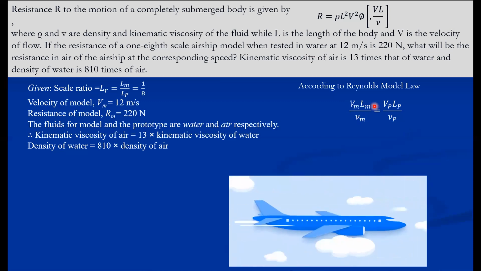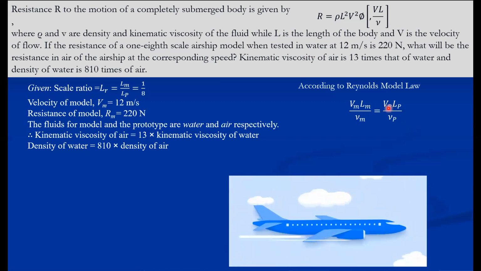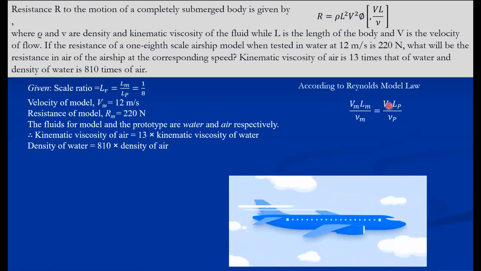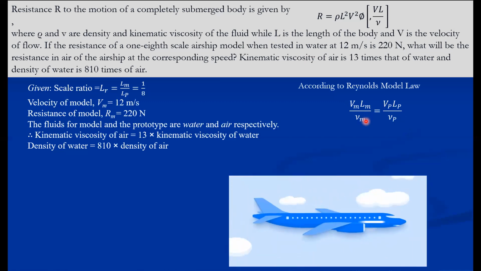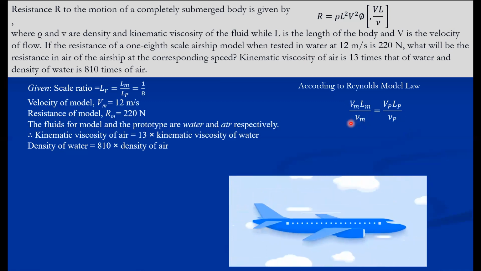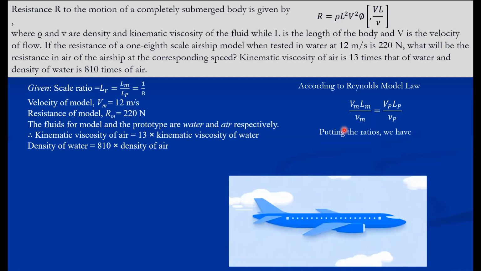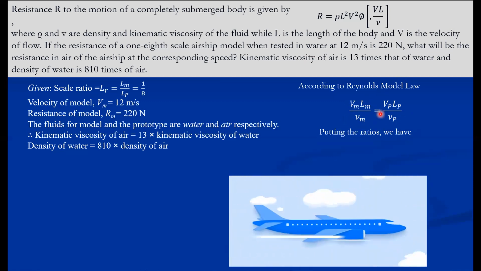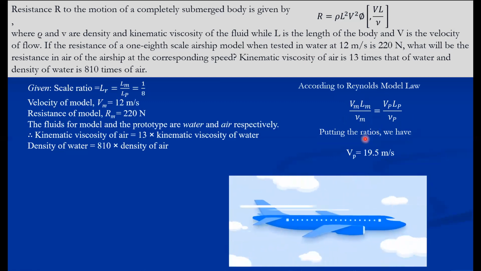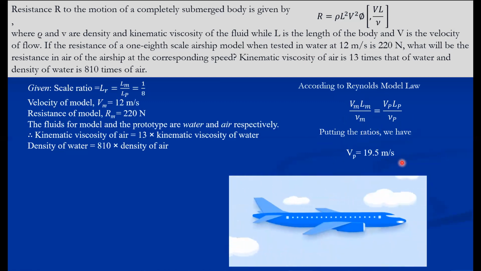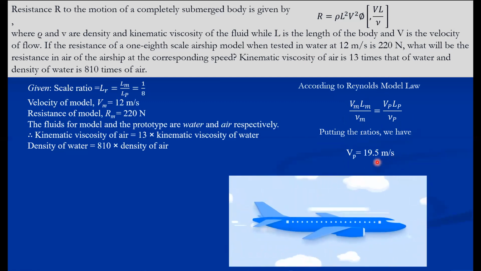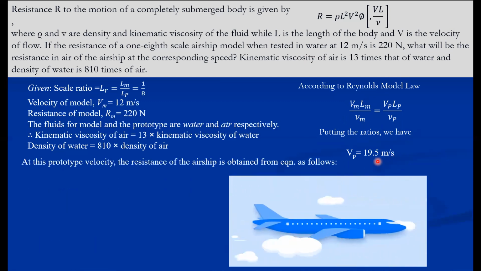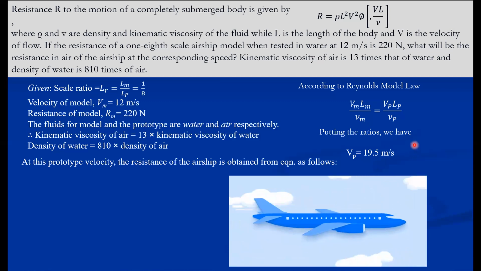Now in this case, Vm is given, Lm, Lp is given, Vp is still unknown. That kinematic viscosity ratio is also given. So putting these values, because the only unknown in this equation is Vp, we can calculate Vp. So that is the velocity of the actual prototype, that is 19.5 meter per second. Now, at this prototype velocity, the resistance we have to calculate.